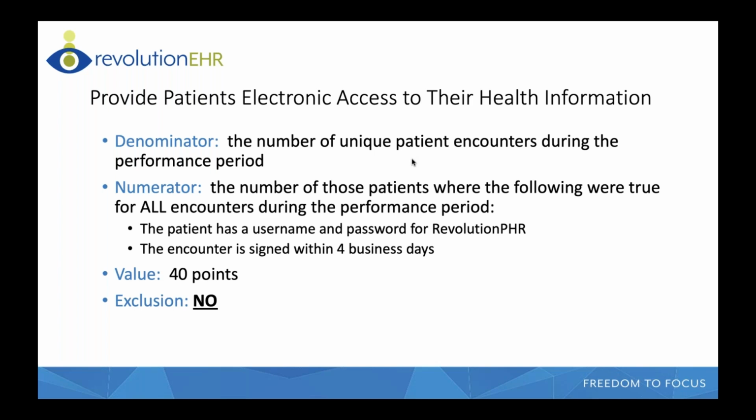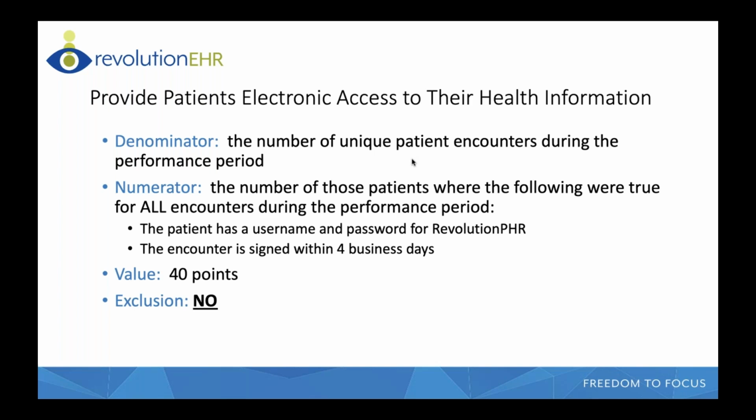The denominator is going to be the number of unique patients that you see during your performance period. What's a unique patient? Well, it means that if you've seen a patient, say 4 or 5 times, they will only be counted once in the denominator. The numerator is going to be the number of those patients in the denominator where the following 2 things were true for all encounters during their performance period.